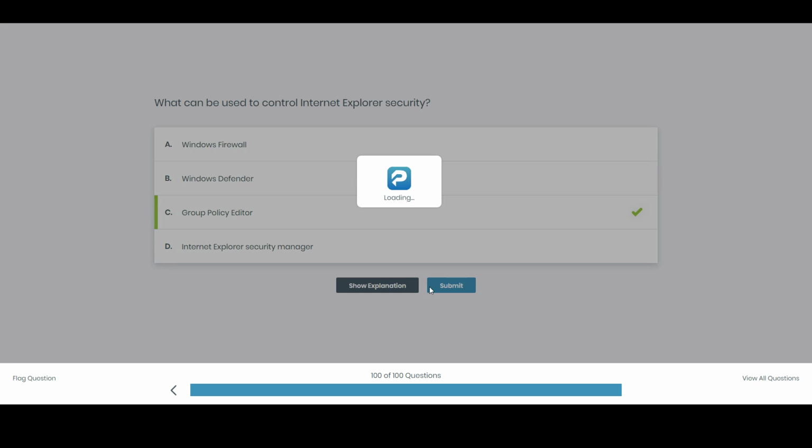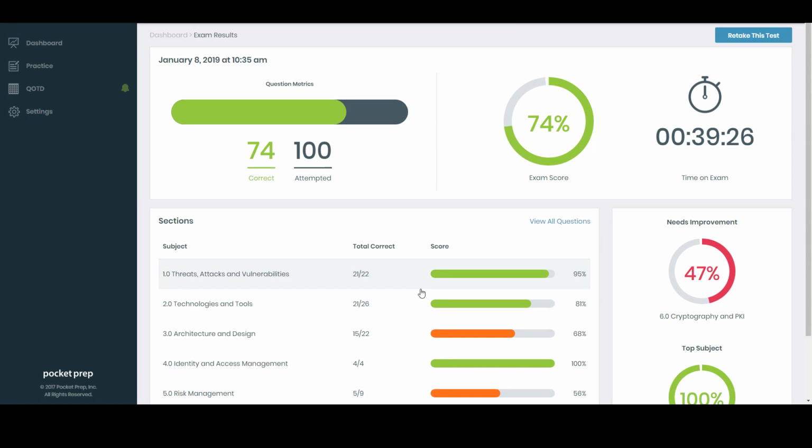We have a lot of errors here, so expect around 75. Oh, 74, not bad. So we're going to retake that one, but only just to unplug. 74, that's still a lot. We need to improve the cryptography and PKI. That's a good day. Showing everything here. All right, so 39 minutes.